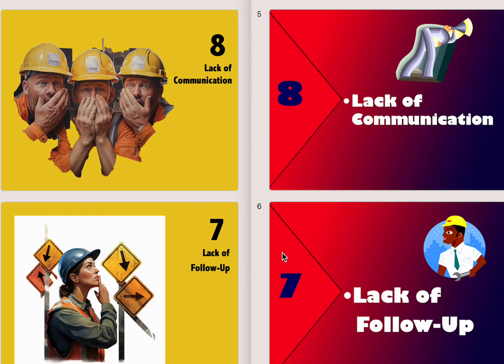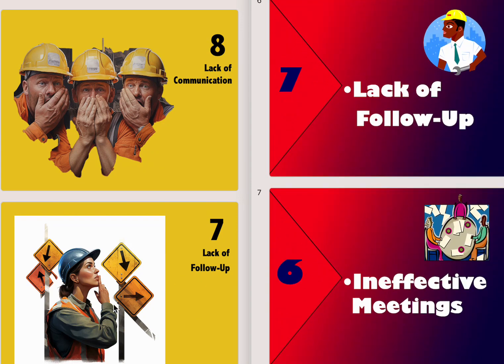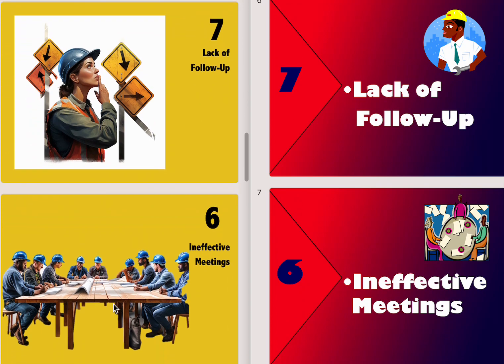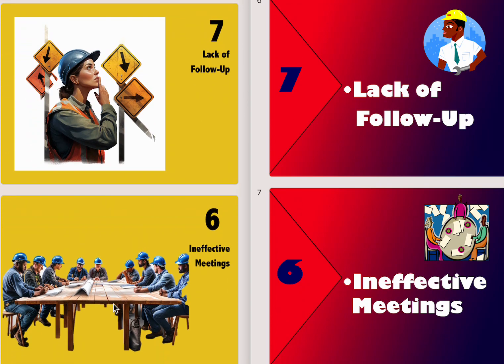and cleaned it up. Number 7 was lack of follow-up, and again, this person looks like a manager, I'm guessing, because he's got a tie on, holding a wrench, has nothing to do with lack of follow-up.